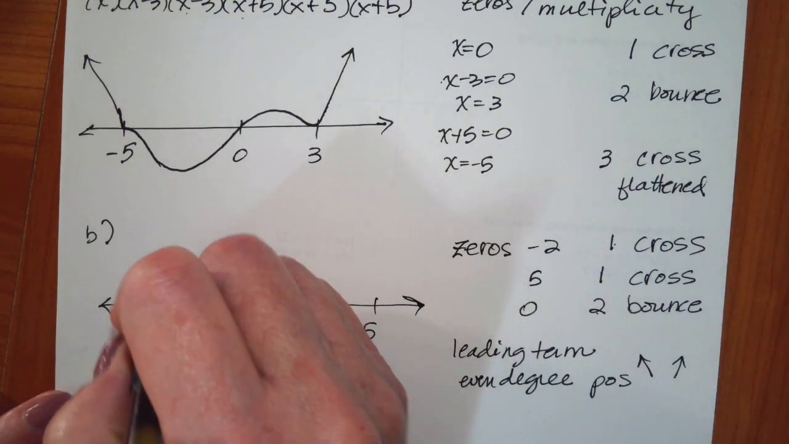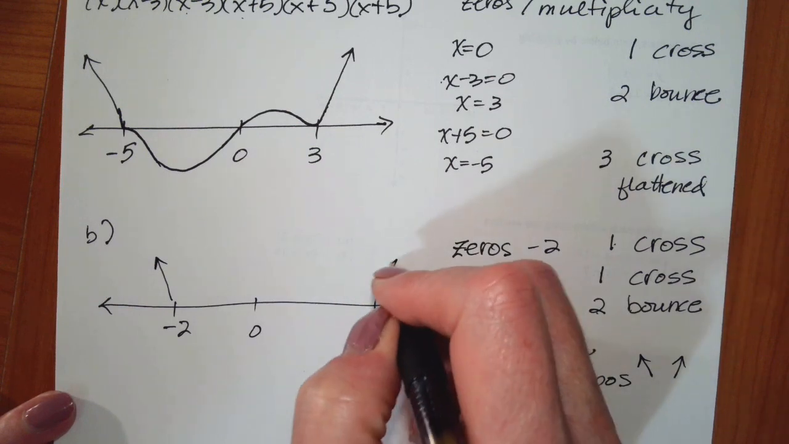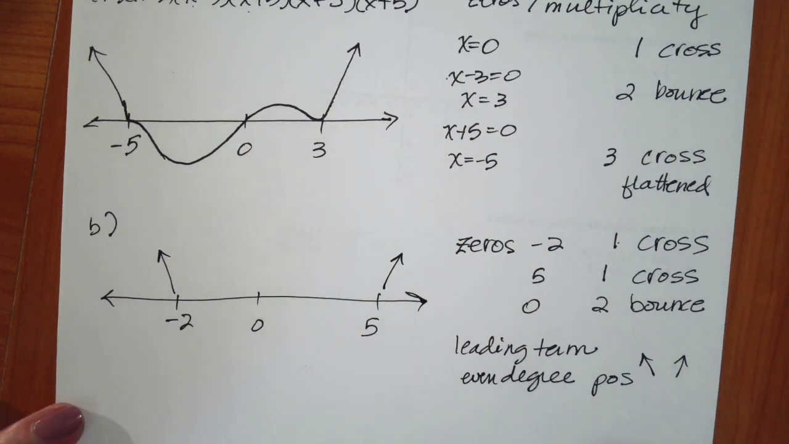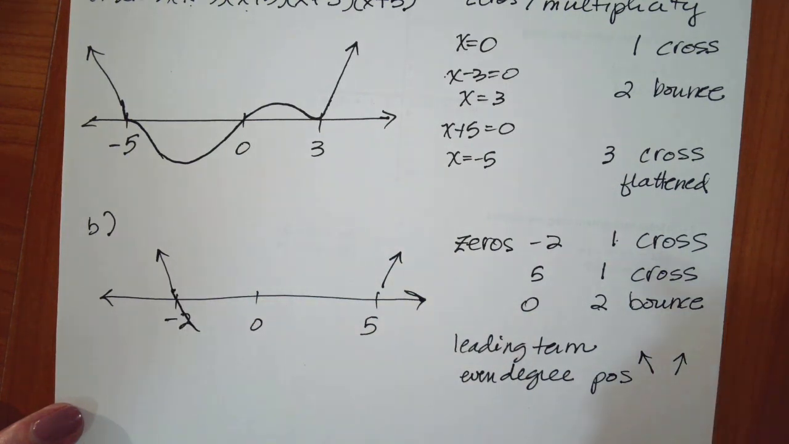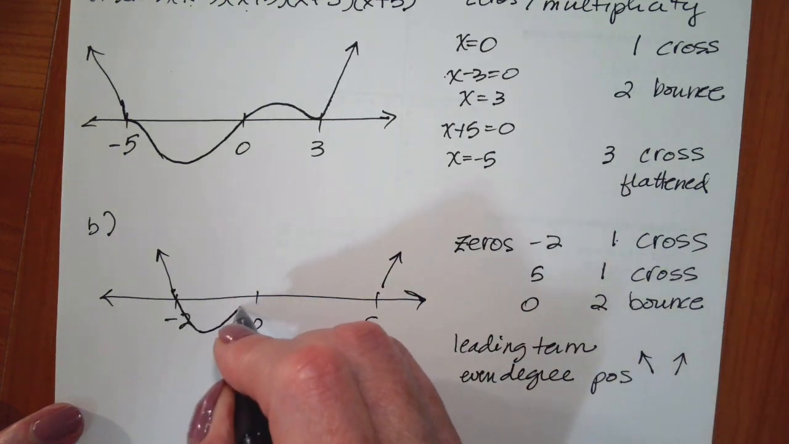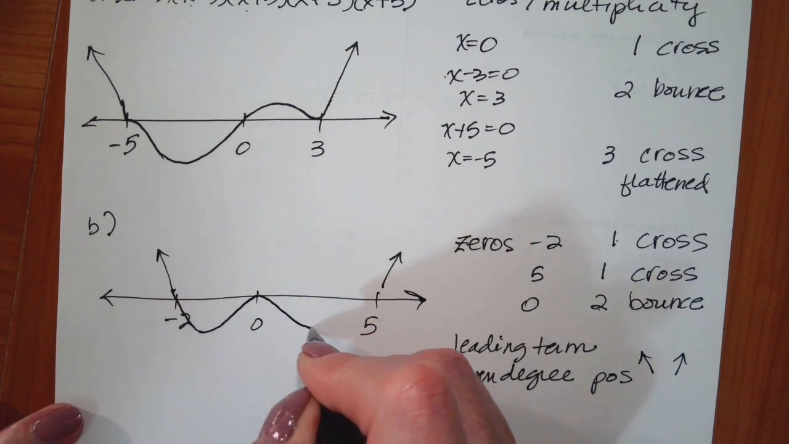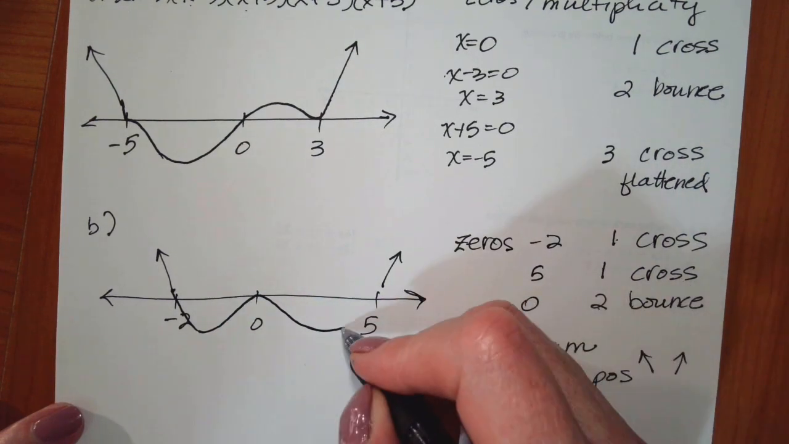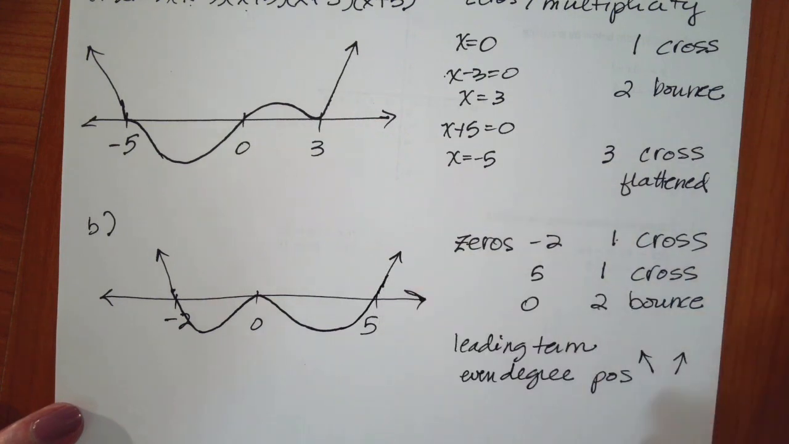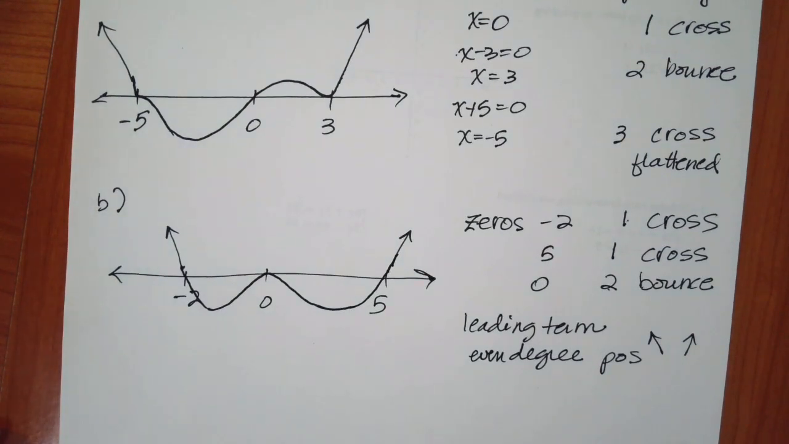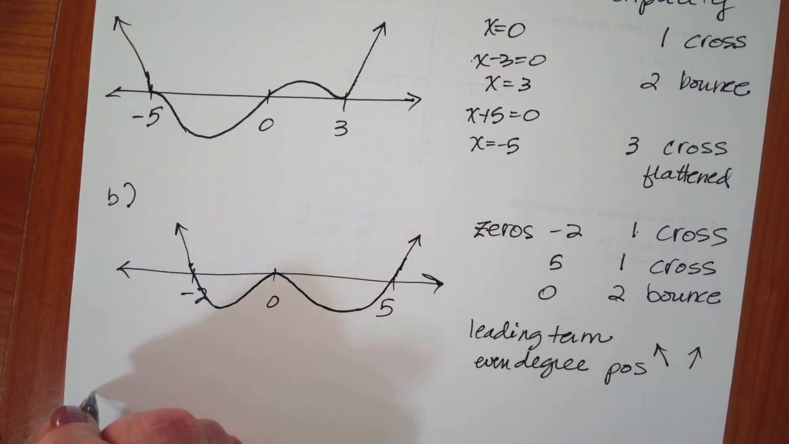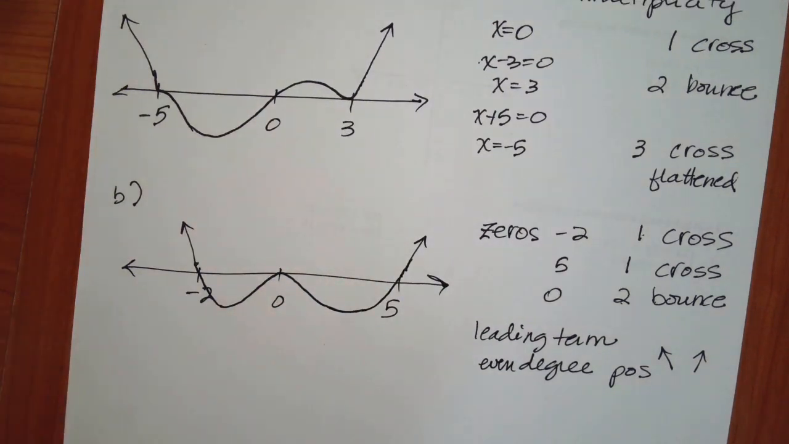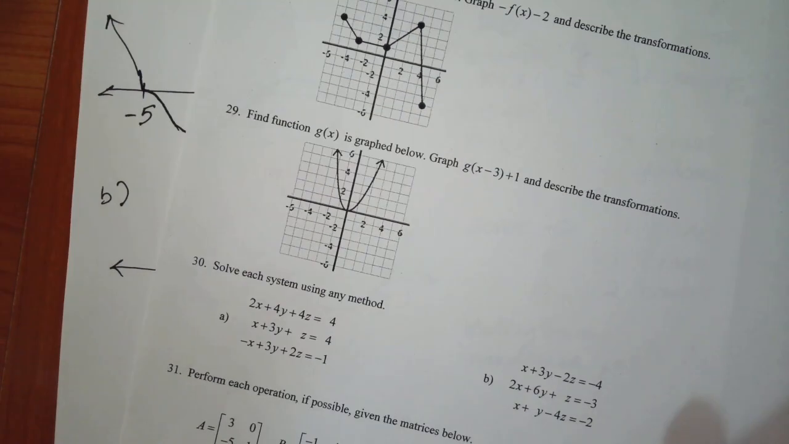Okay, so it goes up here and up here because I decided it was positive. At negative 2, it crosses. At 0, it's going to bounce. And then at 5, it crosses. And there you have your graph. Okay, 28 I'm going to do on the review.